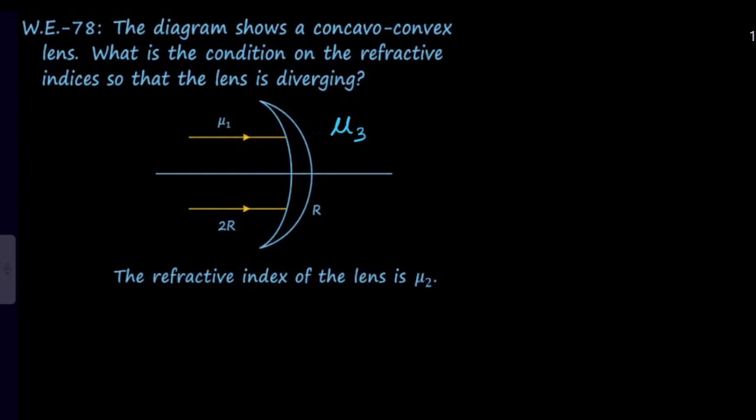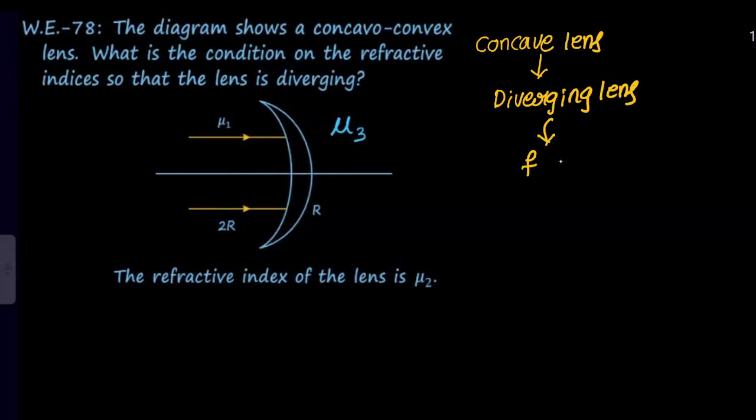So what they're saying here, the diagram shows the concavo-convex lens. What is the condition of refractive indices so that the lens is diverging? Diverging lens means what lens? Sir, it is a concave lens. Yes, concave lens is also called a diverging lens, first of all. For the diverging lens, the concave lens, is the focal length positive or negative? Sir, it will be negative. Yeah, so that is negative, that is less than 0.